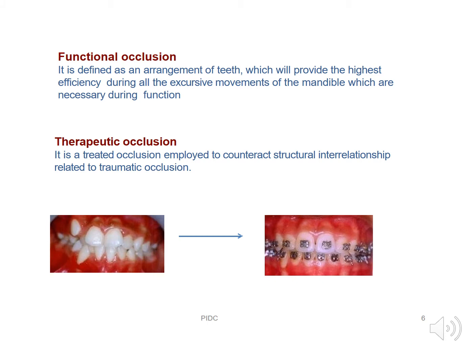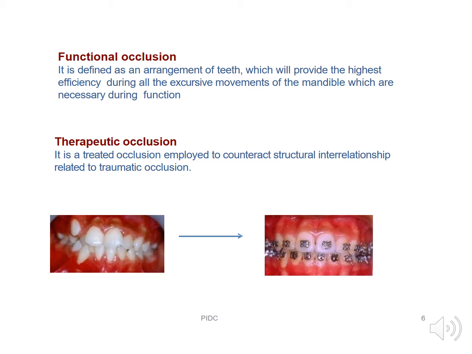The fourth one is functional occlusion. It is defined as an arrangement of teeth which will provide the highest efficiency during all the excursive movements of the mandible which are necessary during function. The key word for this definition is the highest efficiency.